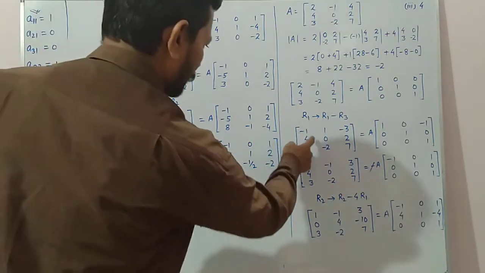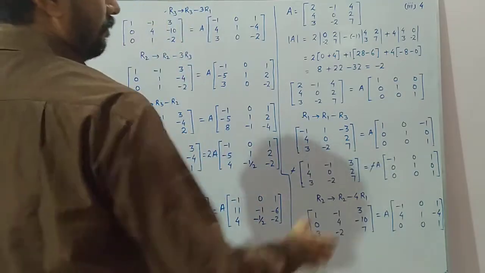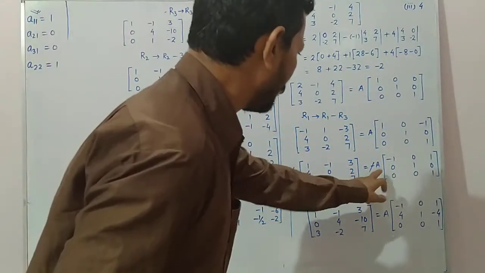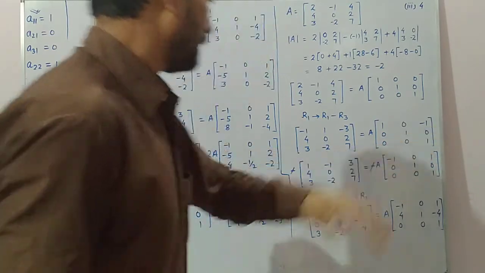So we have to bring here 1s. As such, we are taking minus common from the first row of left hand side, minus common from first row of right hand side. And this minus is being cancelled. You are left with 1 minus 1 3. Remaining are as it is.